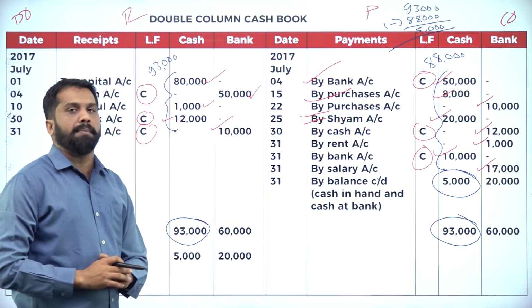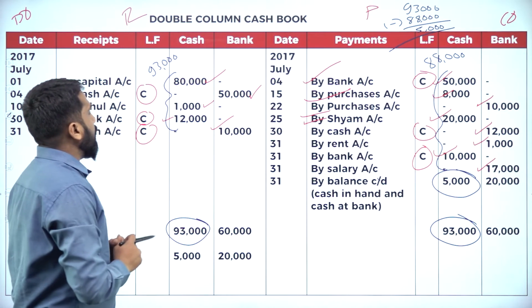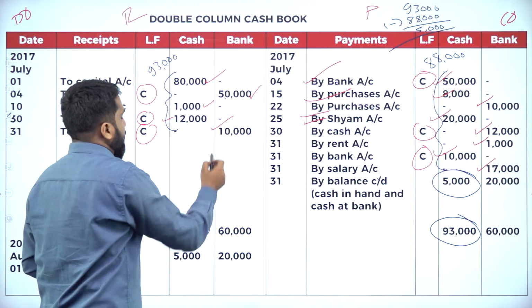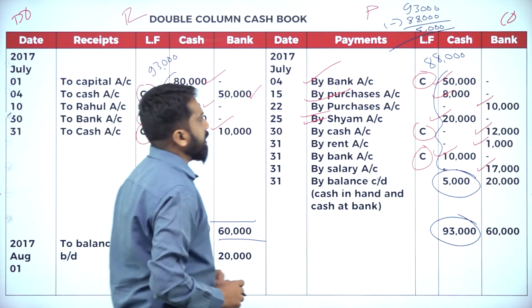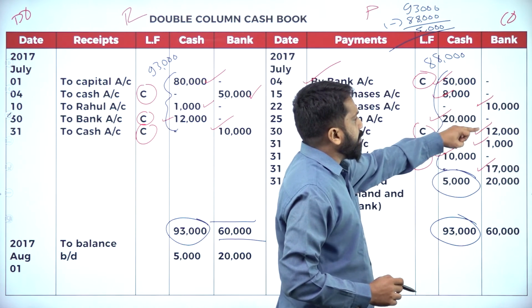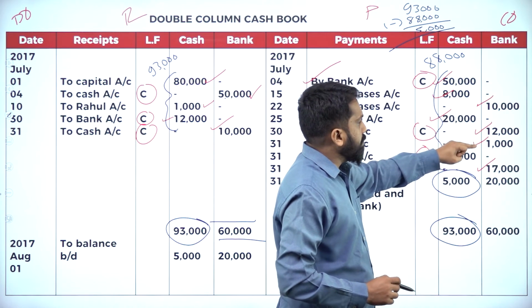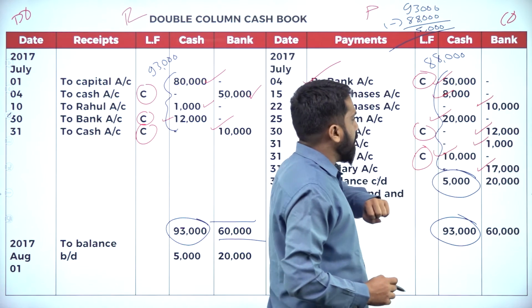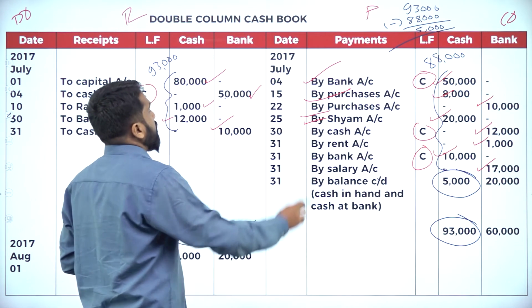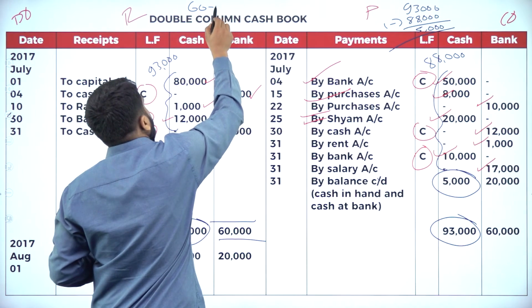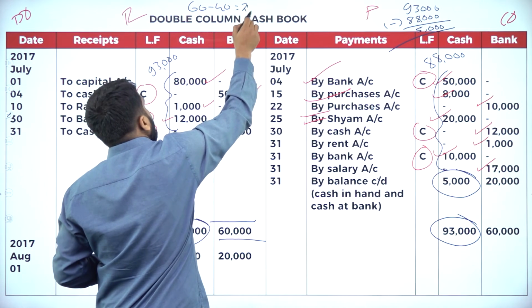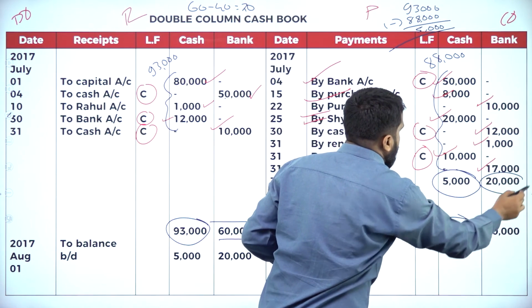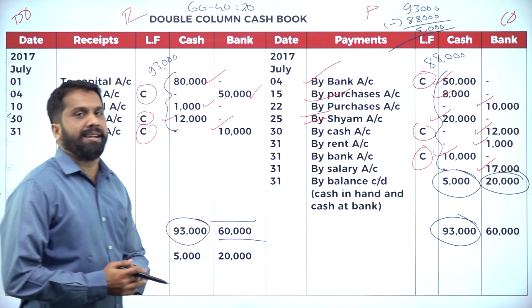Now, we'll go to your bank column. In the bank column, 50 plus 10, it is 60. But here you have 10 plus 12, 22, plus 1, 23, plus 17, it is 40. Now, how much you got? 60. Now, 60,000 minus 40,000, you will get 20,000. This is all about your balance carried down.